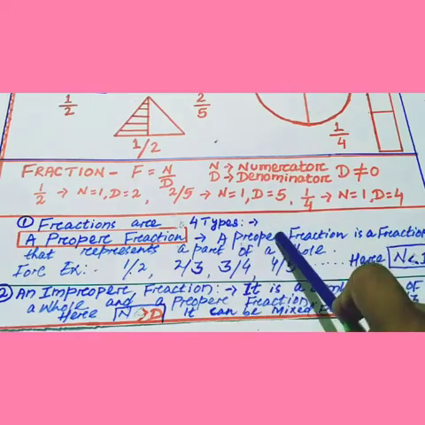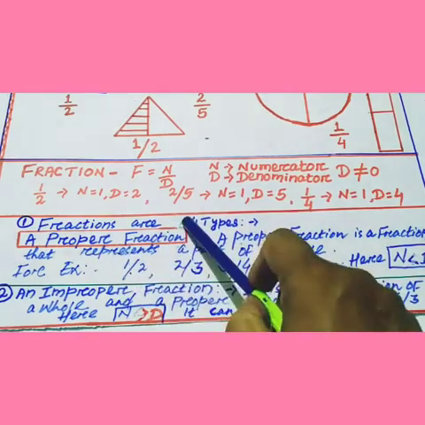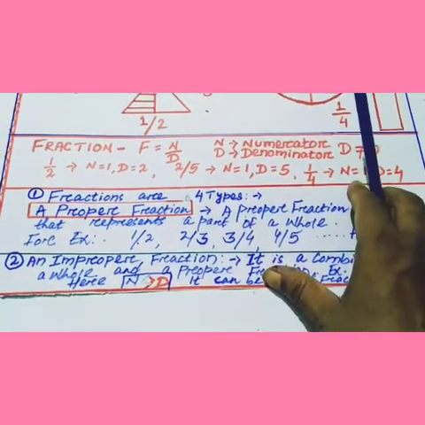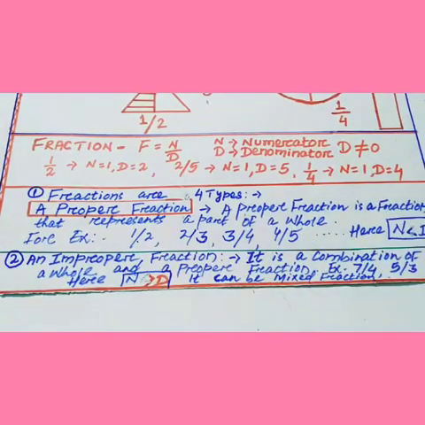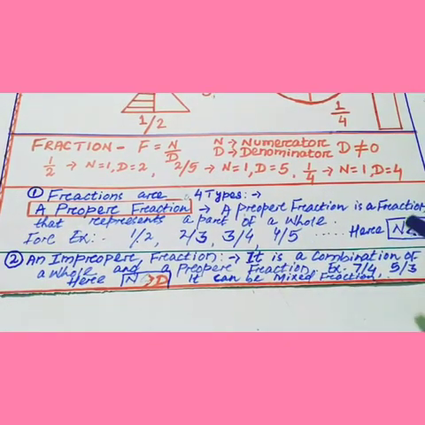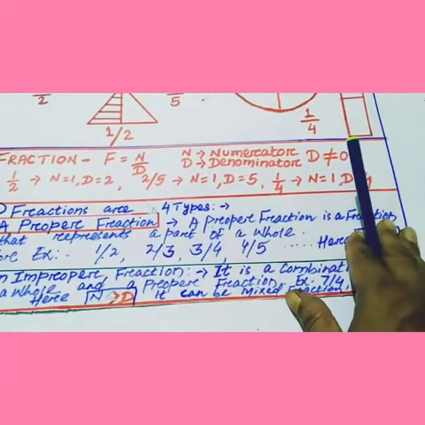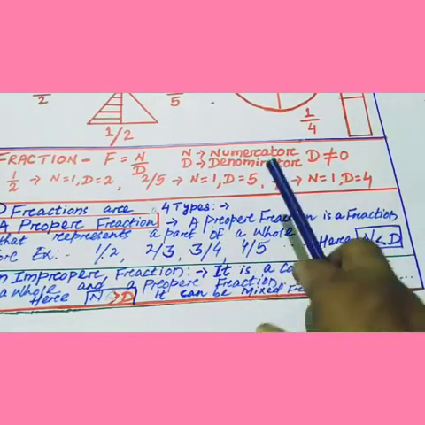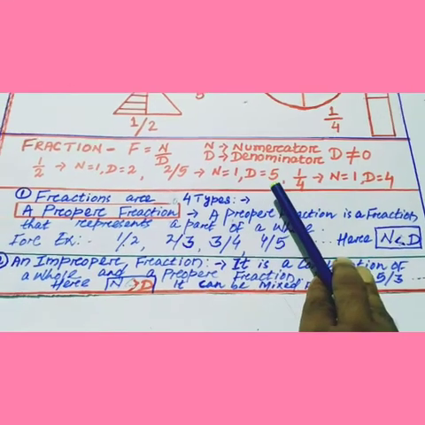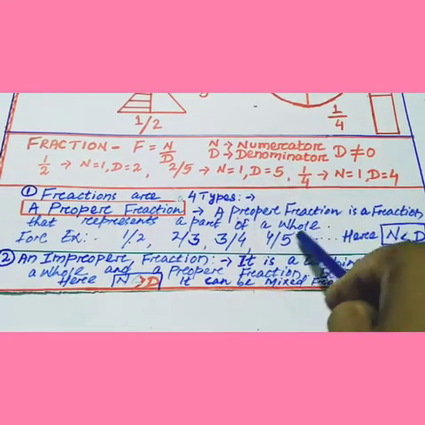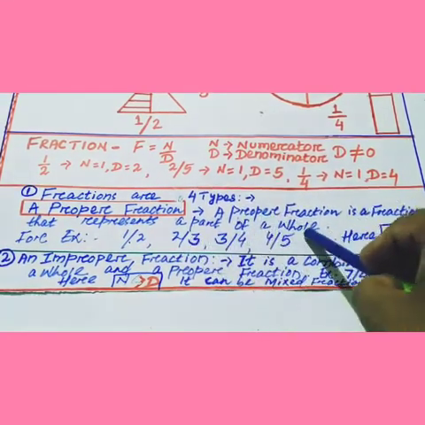Fractions are of 4 types. First is proper fraction, second is improper fraction, third is mixed fraction, and fourth is equivalent fraction. So first we will discuss proper fractions. What is a proper fraction? A proper fraction is a fraction that represents a part of a whole.